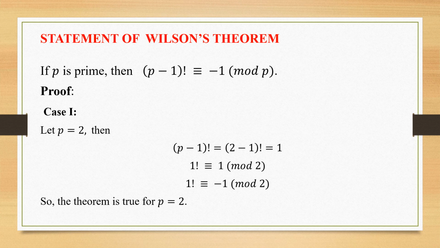Now, let's have the proof. Case 1: let P equal 2. We start the proof by substituting the value of P to be 2. Why can't it be 1? If I substitute 1, it gives 1 minus 1, which is 0 factorial. So we start from 2. Then P minus 1 factorial is 2 minus 1, which is 1 factorial, which is 1. So the result is obvious: 1 is congruent to minus 1 mod 2. So the theorem is true for P equal to 2.